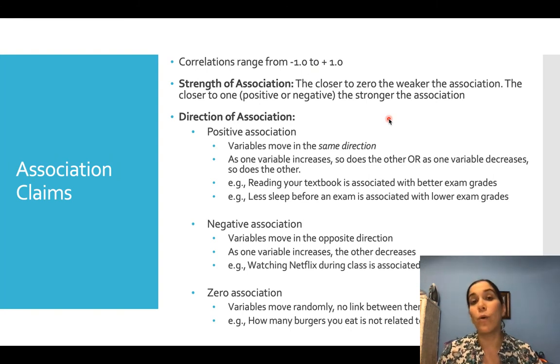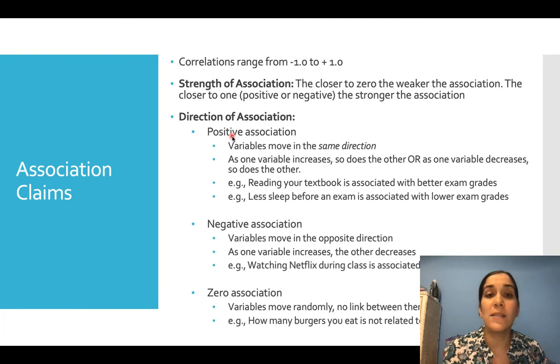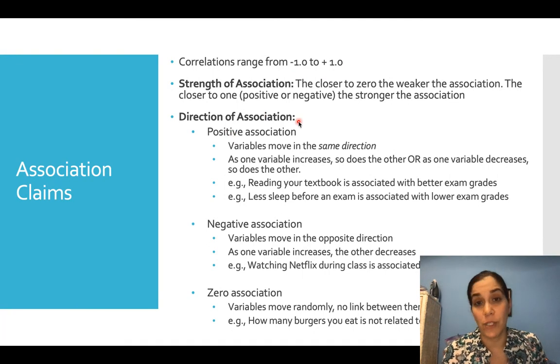If you have a correlation of 0.1, that is very close to 0, so the association is very weak. If you have a correlation of 0.9, that's very close to 1, and therefore this correlation is very strong. Now the symbol, whether it's a negative or a positive number, is the direction of the association. Your direction can either be a positive association, a negative association, or zero association.